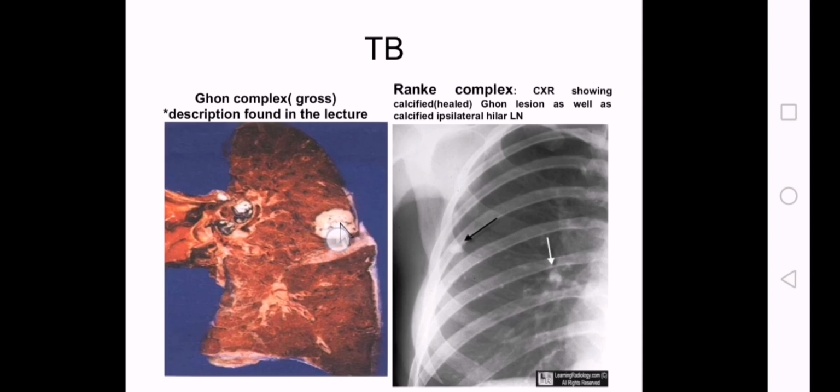If the Ghon focus is accompanied by granuloma formation in the hilar lymph node, this is called a Ghon complex. With time, when calcification occurs and the patient has a chest x-ray, I will see the parenchymal lesion plus the hilar lymph node involvement. This is called the Ranke complex, the calcified Ghon complex.